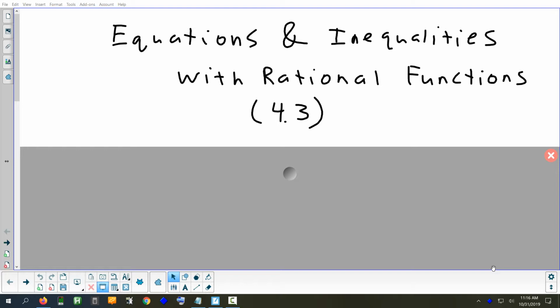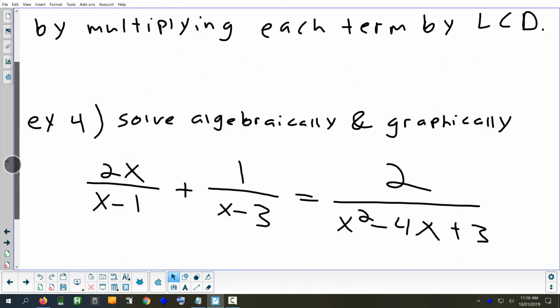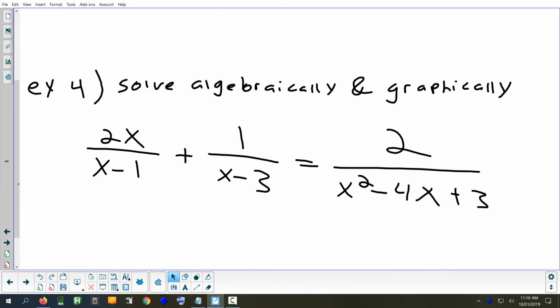Okay, so the last section we're going to look at is 4.3, and this is going to be on solving equations. Eventually, you're going to be able to solve an equation like that. Okay, that's a rational equation.